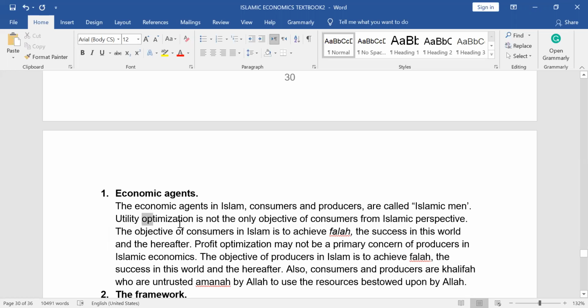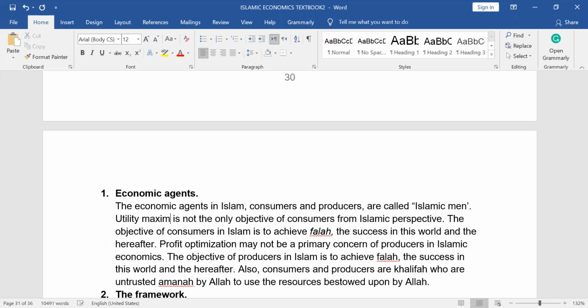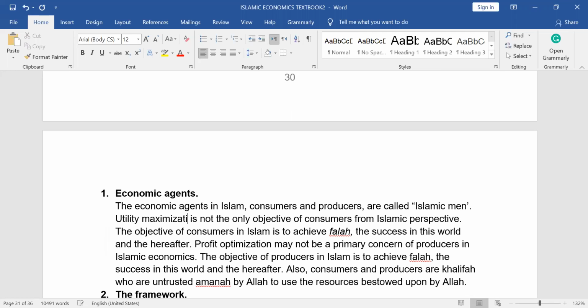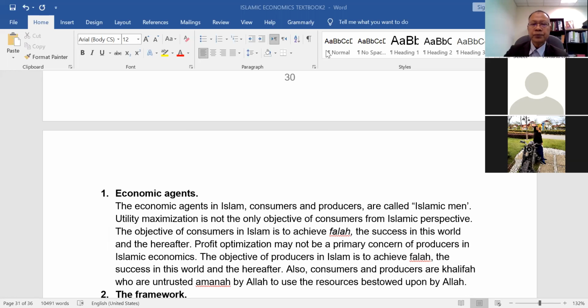So utility maximization is not the only objective of consumers from the Islamic point of view. But the objective of consumers in Islam is to achieve falah. That is the success in this world and the success in the hereafter.